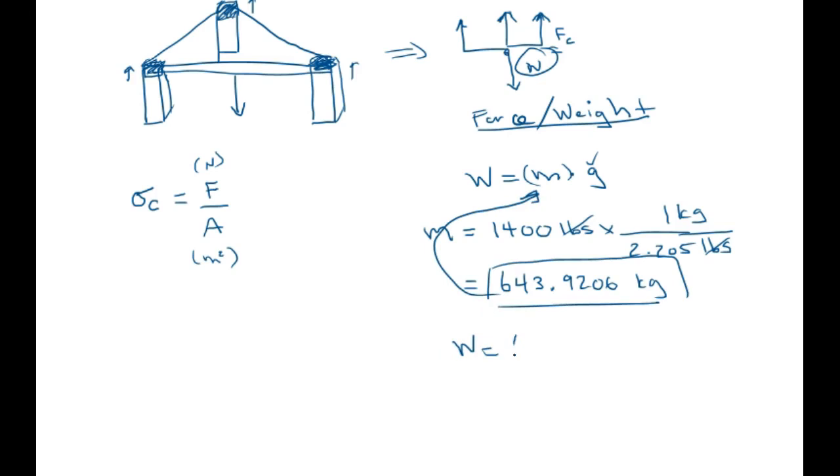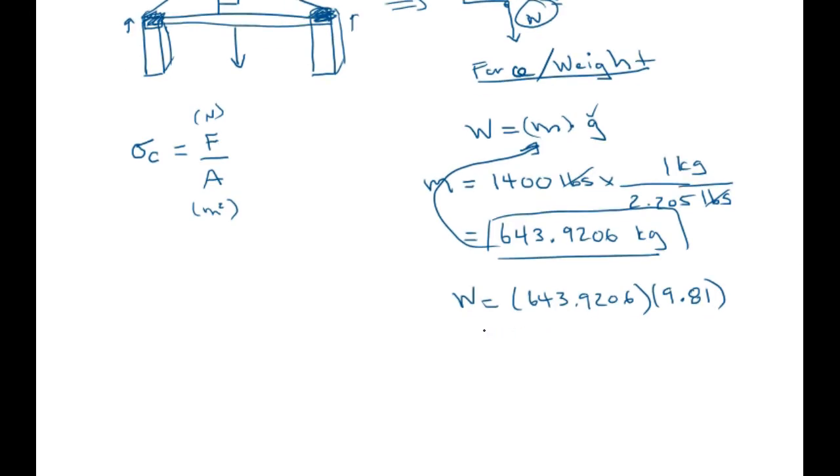So weight is going to be mass times our acceleration, in this case gravity, which we know is 9.81 meters per second squared. When we plug that into our calculator, we end up getting a total weight or force of 6,228.5714, etc., newtons. So this weight is equivalent to our total compressive force on each of our supports.